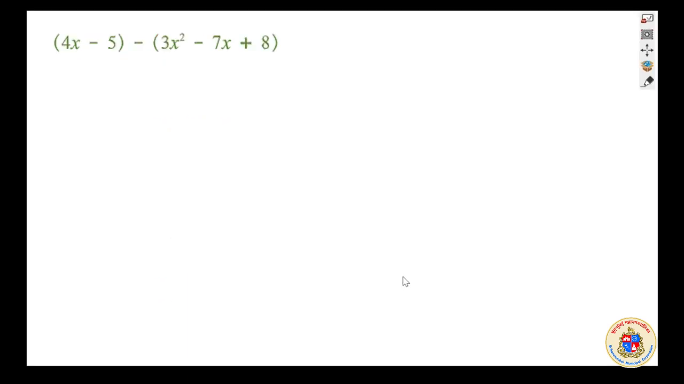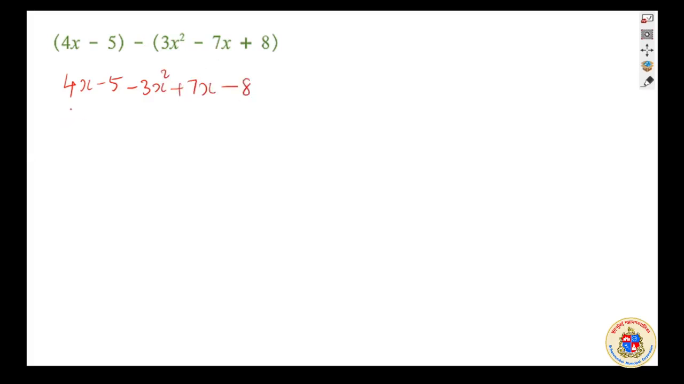Let us do one more example. 4x minus 5 whole minus 3x square minus 7x plus 8. These are done just to show you how algebraic expression and operation of polynomial are almost the same. So in this case, we will be simply opening the bracket by writing 4x minus 5. This minus is applicable to all this. That means this will become minus 3x square, this will become plus 7x, and this will become minus 8.